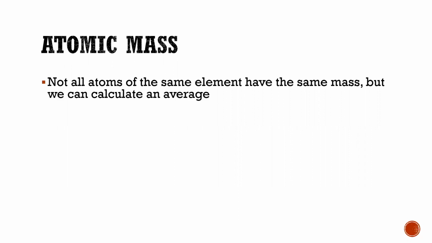But for a review, I'm just going to go through those last two slides from the last video. Regarding atomic mass, we know that not all the atoms of the same element have the same mass because they are isotopes and they have a different number of neutrons. They also have different relative abundances, or they're found in different percentages in nature. So we must calculate what I like to call a weighted average, and that's what we see on the periodic table.